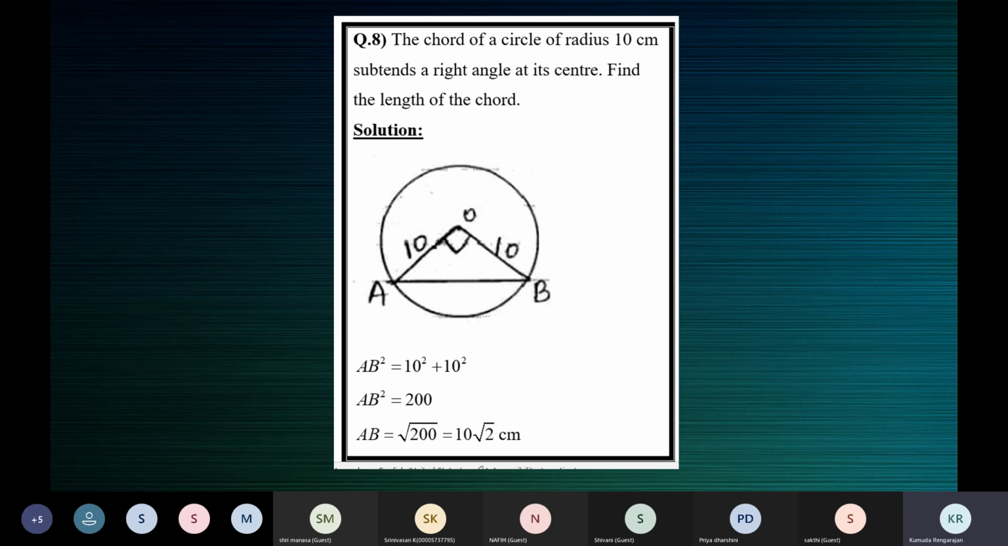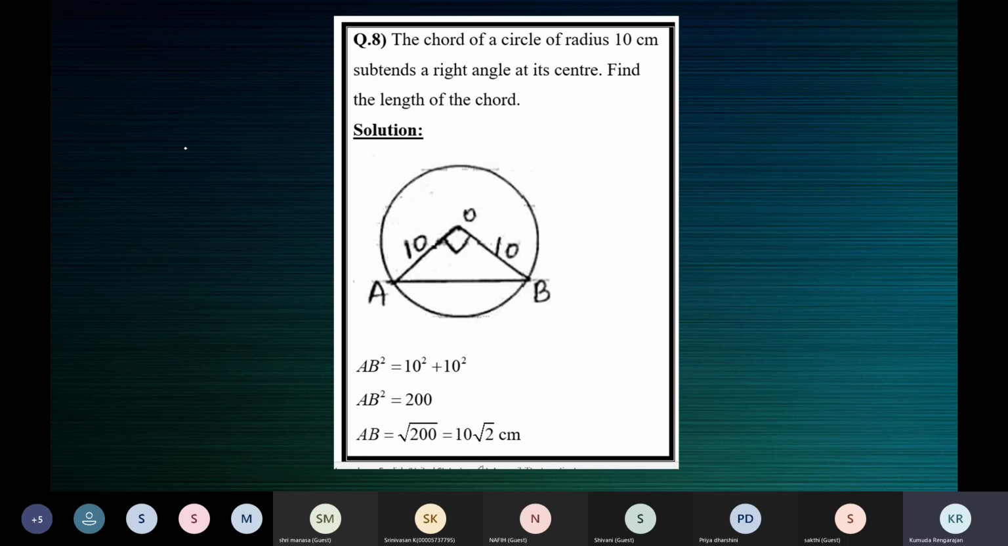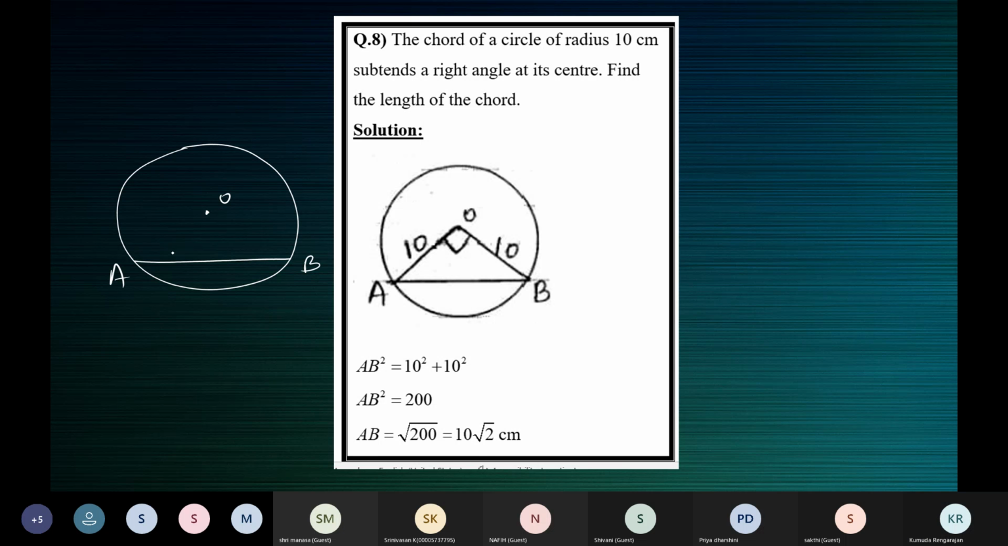The chord of a circle of radius 10 centimeters subtends a right angle at its center. Find the length of the chord. This is simple. So, a circle, a chord. The radius of the circle is 10 centimeters. This chord subtends a right angle at the center. This is the center O. If I call the chord AB, AB subtends a right angle at O.